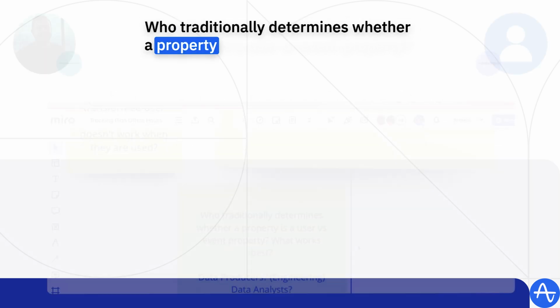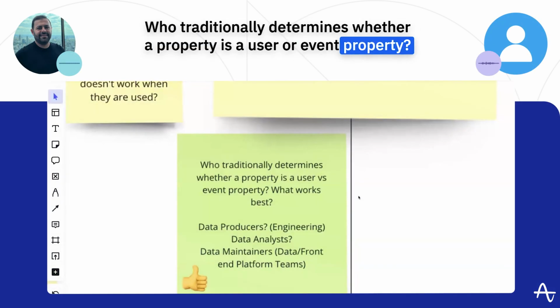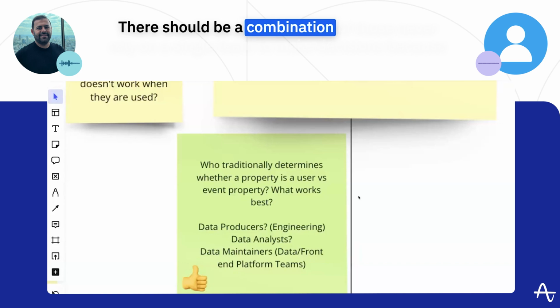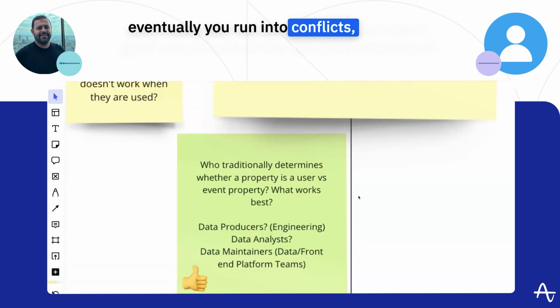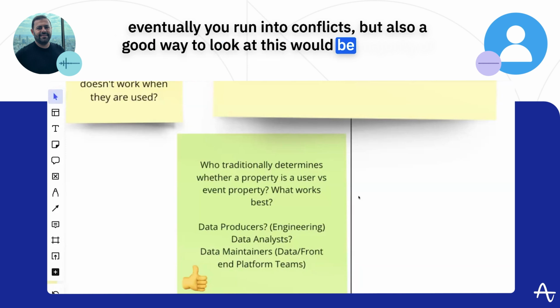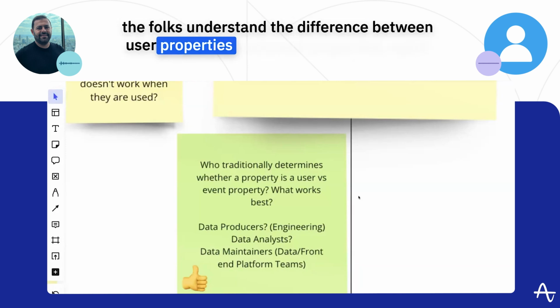Traditionally, what determines whether a property is a user or event property? What works best? I think it should be a combination of those. Never rely on a single team to make decisions because eventually you'll run into conflicts. But also a good way to look at this would be, the majority of the folks understand the difference between user properties and event properties, right?